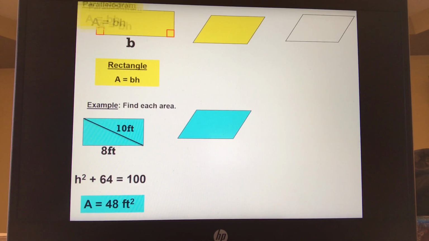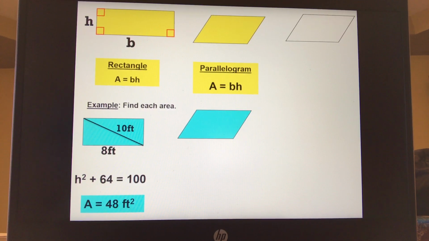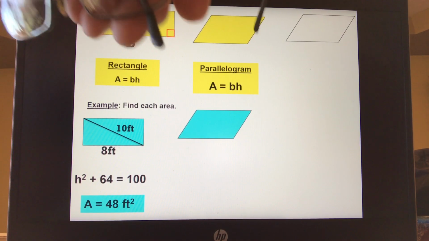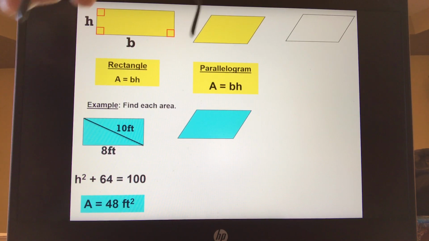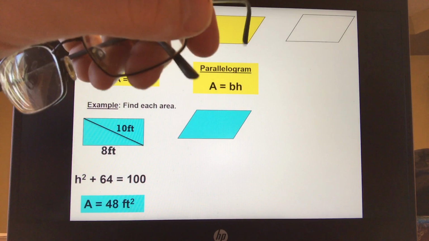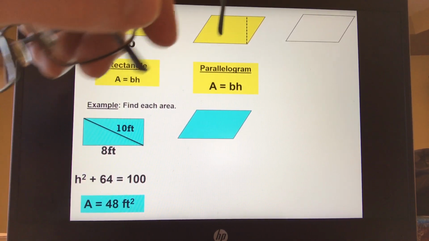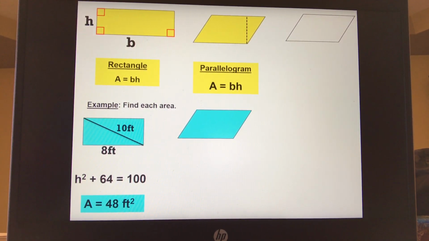Second formula on here is for parallelograms. And it is the exact same formula as it is for a rectangle. Important to note that. But again, we've got to be careful. We're not doing base times this side length over here. It's base times the actual height. So depending on where you draw this height, you can draw it anywhere along here. If you draw it right there, you can see why this formula is the same as that formula.